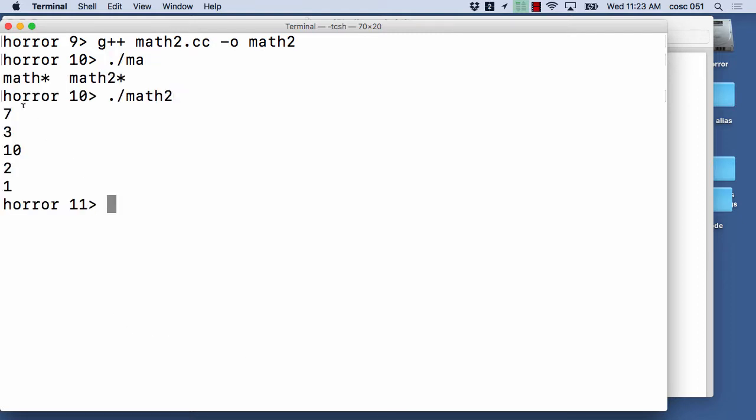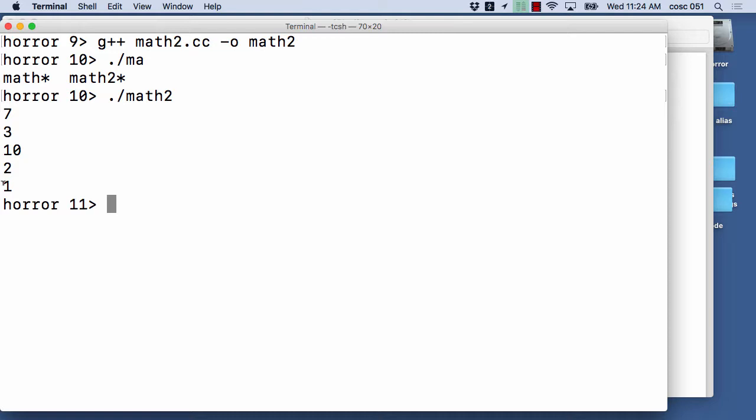And here's what we see. We see 5 plus 2 is 7. 5 minus 2 is 3. 5 times 2 is 10. 5 divided by 2, integer division, is 2. And then 5 mod 2, which means the remainder, is 1.